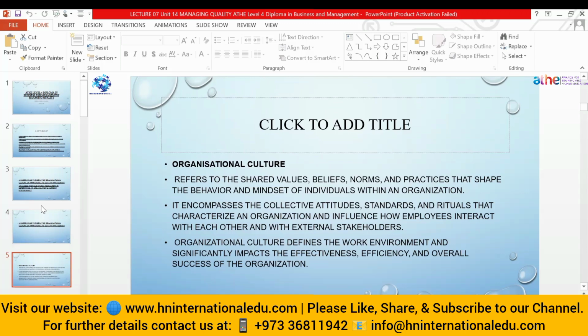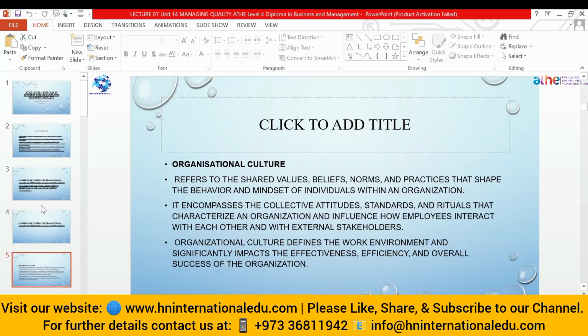It encompasses the collective attitude, standards, and rituals that characterize an organization and influence how employees interact with each other and with the external shareholders or stakeholders. Here specifically, it covers how the employees and workers work with the internal workers, shareholders, and stakeholders, plus their attitude with outsiders. Outsiders include the suppliers, the consumers, and the investors too, because if they have good behavior, then there is a higher chance we can lock up the deal more quickly.